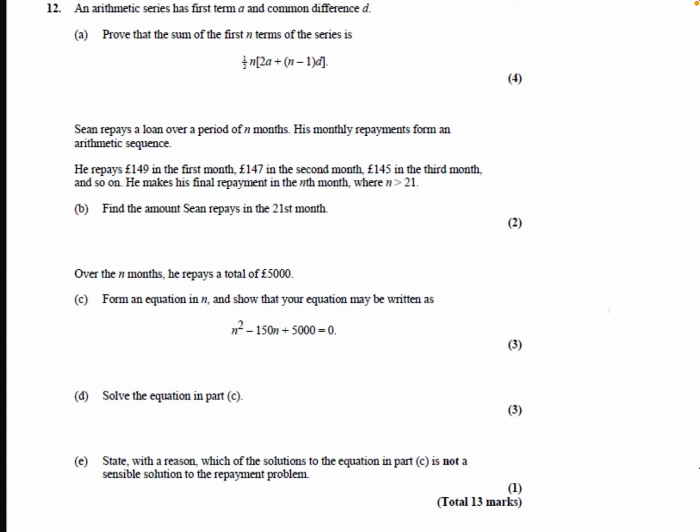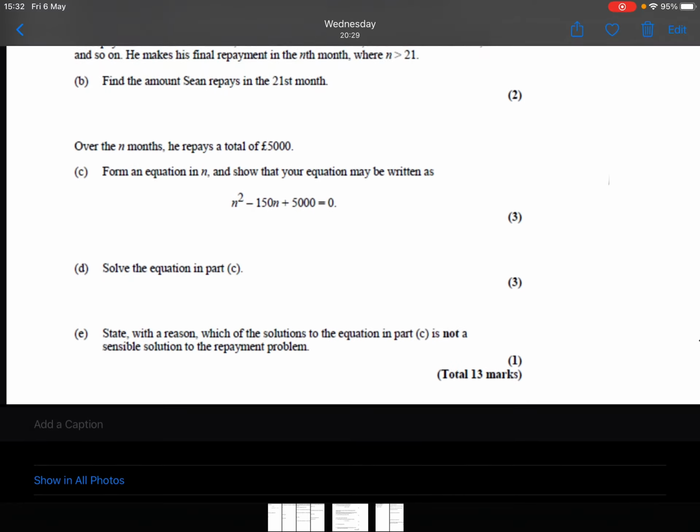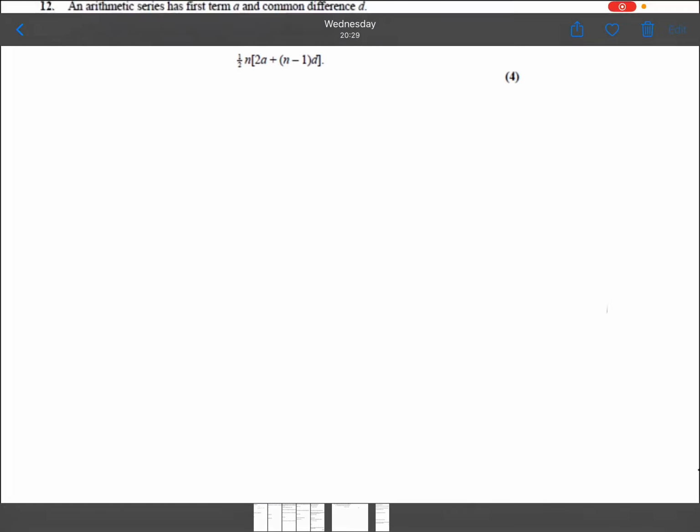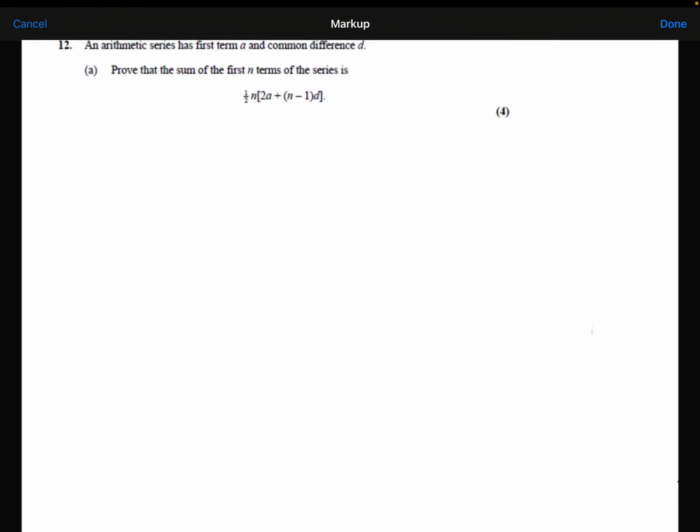An arithmetic series has first term a and common difference d. Part A. Prove that the sum of the first n terms of the series is half n times 2a plus n minus 1 times d. Right, so let me get some more space to do this question.